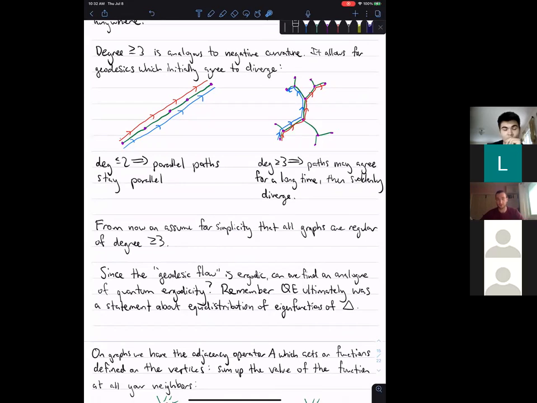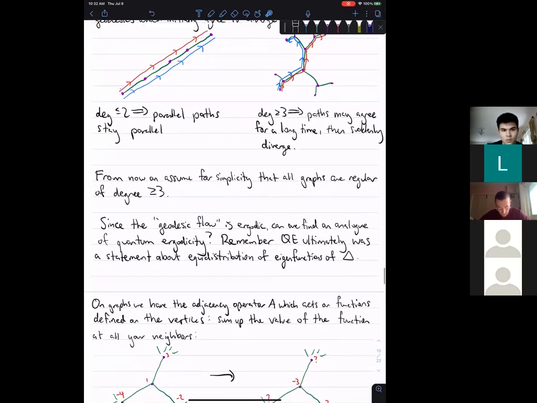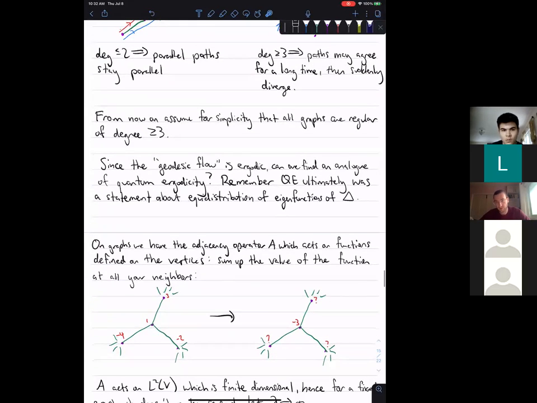Quantum ergodicity, a lot of the intuition came from quantum mechanics, but at the end of the day, it was a statement about eigenfunctions of the Laplacian, and it didn't require quantum mechanics to state. So on a graph, there is something called the Laplacian operator, and there's also something else called the adjacency operator. And on a regular graph, they're basically the same. They have the same eigenfunctions.